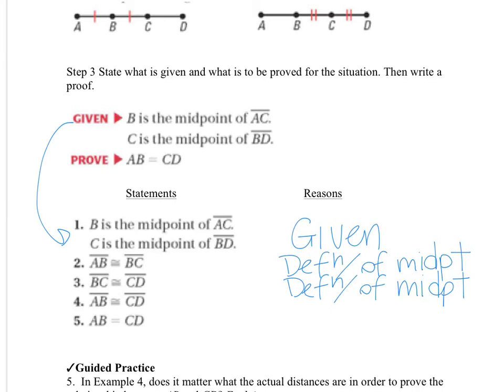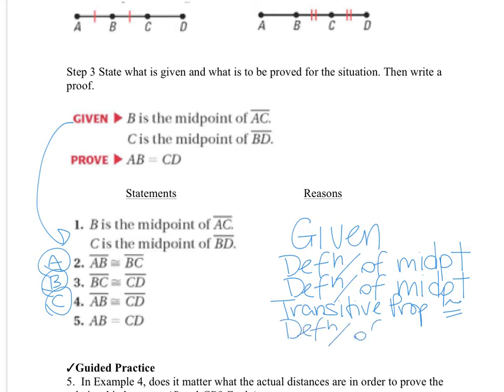Now I say AB is congruent to CD. Well, if statement 2 and statement 3, then statement 4. If and then, transitive property of what this time? Congruence. And I go from congruence to saying measures are equal. That's the definition of congruence.